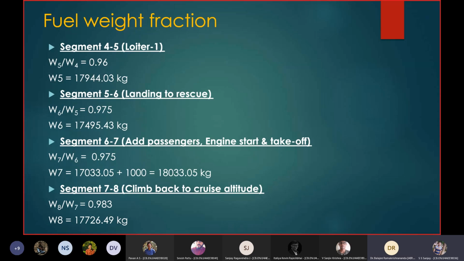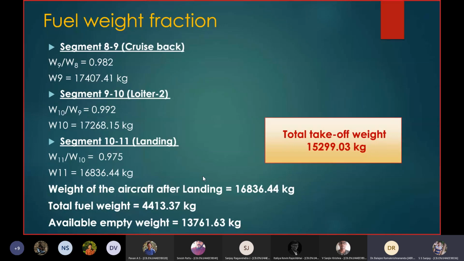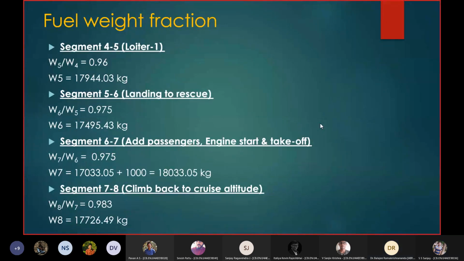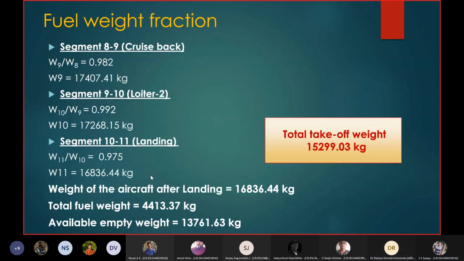So I'm just skipping this, it is the same procedure. And here I have included the addition in weight of the passengers. Here, are you subtracting the weight, not multiplying the fuel weight fraction? No, sir, I'm adding here actually. There I was subtracting. So the total takeoff weight at the end of the first iteration is 15,299 kg.